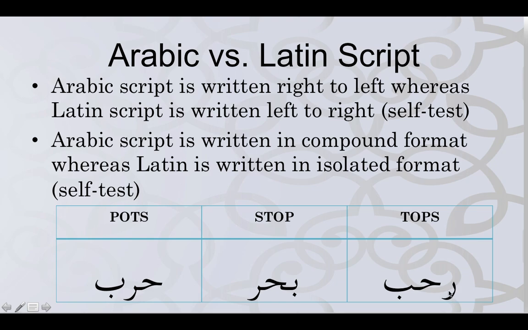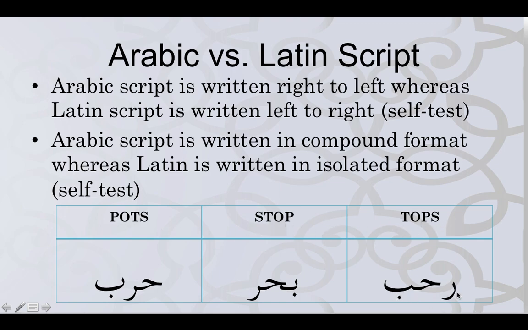But notice in this word, the letter ra appears in its isolated format, and it's written like this. In this word, the letter ra appears at the end, it's written like this. And in this word, it appears in the middle, in its medial format, it's written like this. Now, notice that in the Latin script, the P or the O or the T is isolated and it does not differ.